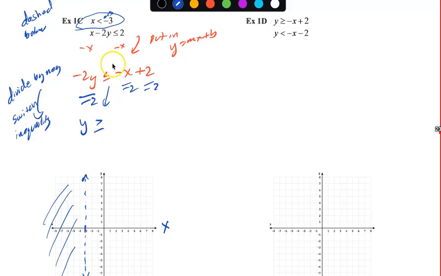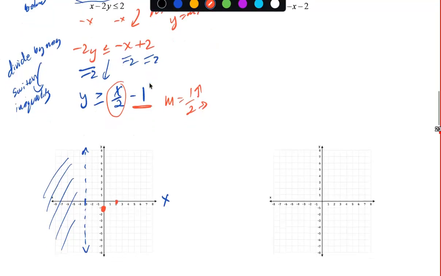So this is going to become x over 2 and then -1, right? So 2 divided by -2 is -1. So in this case, my y-intercept is -1. My slope is 1 over 2, right? The coefficient of x is 1 over 2. So we're going to go up 1, right 2. So like that. It is solid in this case. And again, since we divided by negative, we have to switch the inequality, so we're going to actually say it above now. So kind of like this.